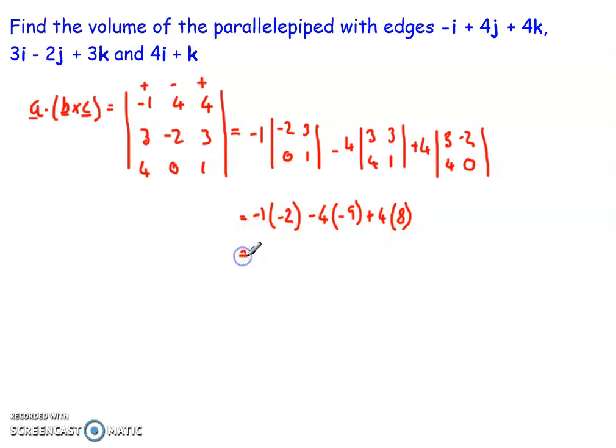So, working each of these through, negative 1 times negative 2, I get 2. I've got negative 4 times negative 9, two negatives make a positive, so I've then got plus 36. I've then got 4 8s, which is plus 32. Add them together, and I end up getting 70. So I get 70 cubic units for that parallelepiped given there.